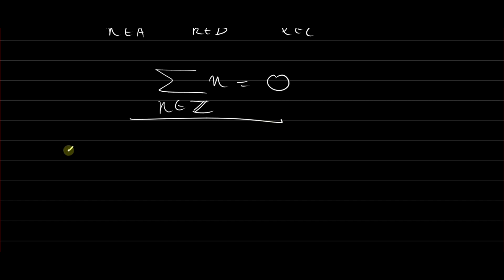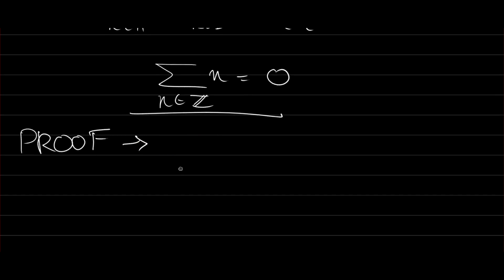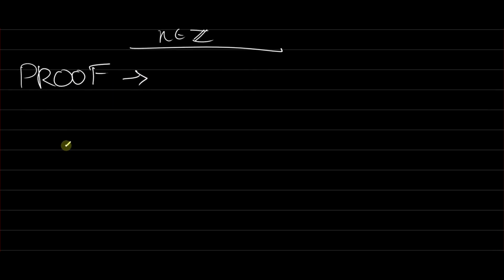Let's prove this. Proof. Yeah, let's go. So a set Z, remember its set definition. It's a set, a combination of all the positive integers, negative integers, and 0.